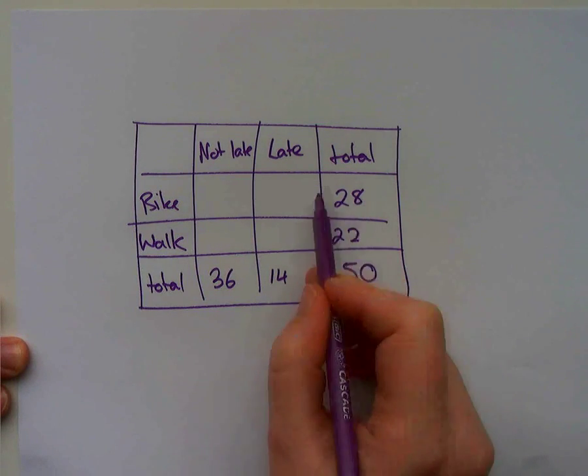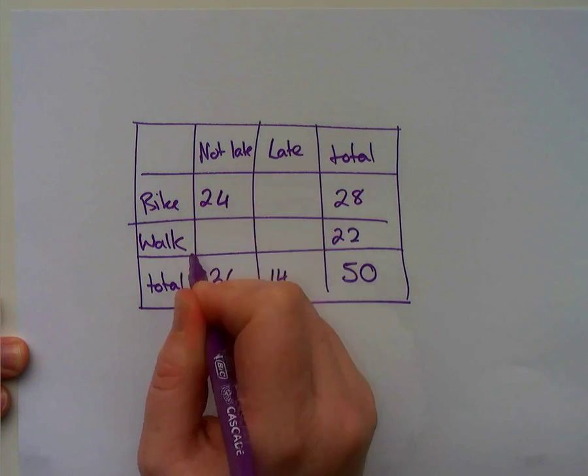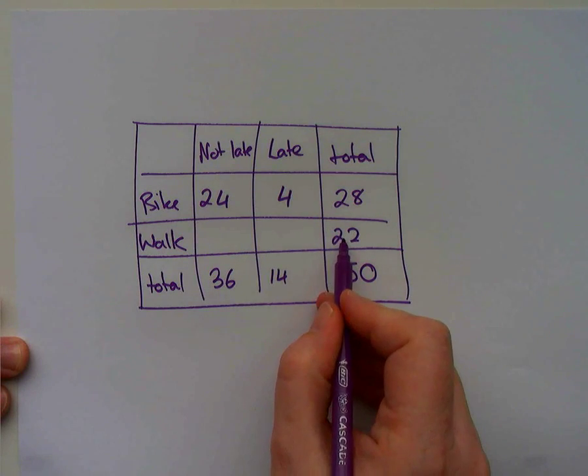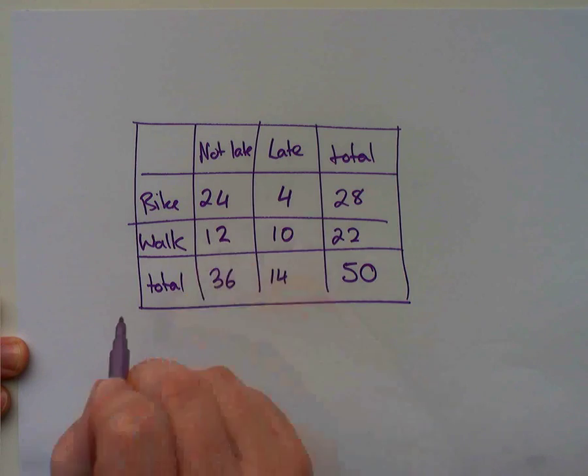From the 28 times that he rode his bike, 24 times he wasn't late and only 4 times he was late. From the 22 times that he walked, there was 10 times that he was late and 12 times that he was not late.